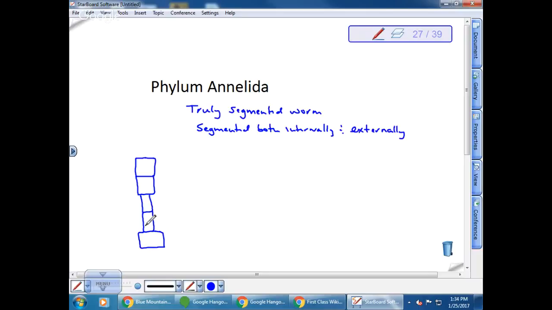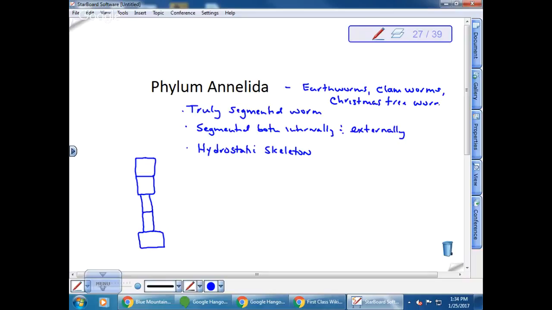These organisms have what is called a hydrostatic skeleton. So if you think about them, earthworms are really soft, right? So I'll put what these are. So this would be earthworms, clam worms. There's even a Christmas tree worm, which we'll talk about. And tube worms. Now, the ectoparasite is the leech. So leeches are also.